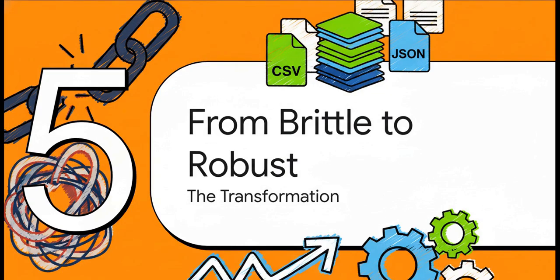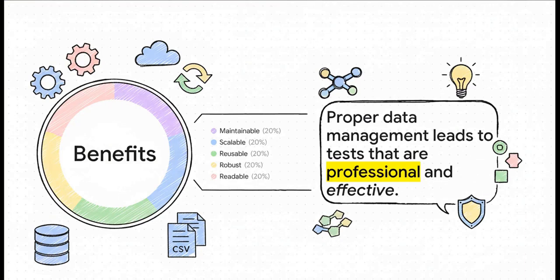So when you apply these principles, separation, externalization, organization, and security, you make a really fundamental shift. You move away from tests that are always breaking and just become a huge headache to maintain. And you arrive here. Your tests become genuinely maintainable. They become scalable, because adding 100 new test cases is as simple as adding new rows to a file. They become reusable, robust, and maybe most importantly, they become readable. This is what professional test automation really looks like.